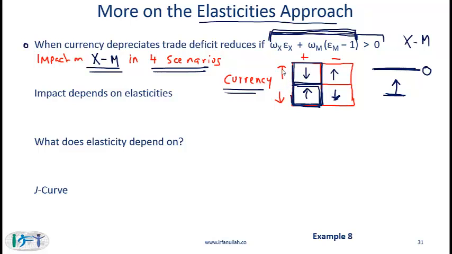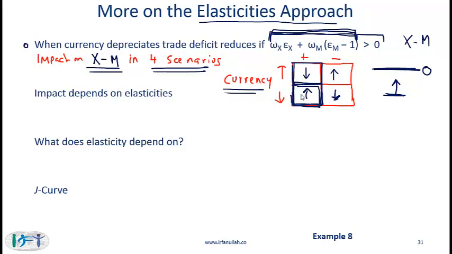What if the currency appreciates and the Marshall-Lerner condition does hold? Then X minus M will come down. On the right hand side, where the Marshall-Lerner condition does not hold, in other words, this expression is negative, then what will happen? A devaluation of the currency will actually cause X minus M to come down, and an appreciation of the currency will cause X minus M to go up.